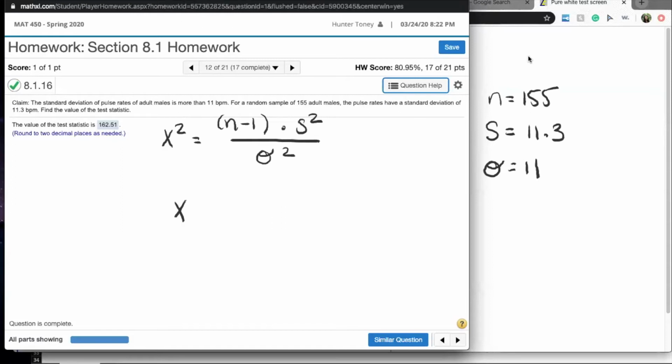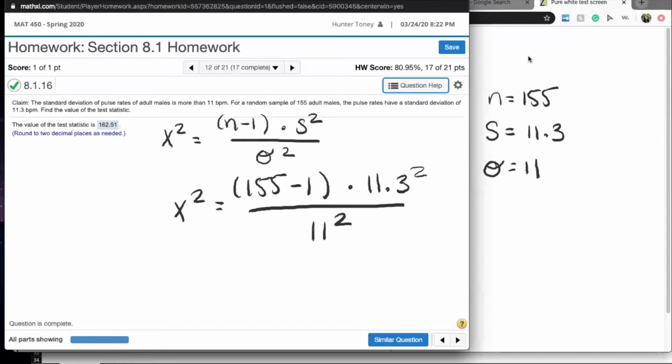If we plug into our equation, our n minus 1 is 155 minus 1, times our sample standard deviation, which is 11.3, squared, don't forget the square, divided by our sigma squared, also squared. Please don't forget those. For my chi-square example, I end up with a chi-square value of 162.51, which is how I get this number.